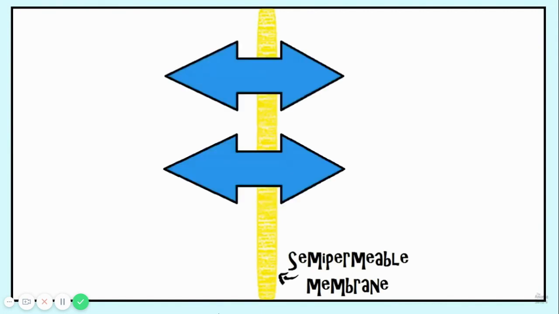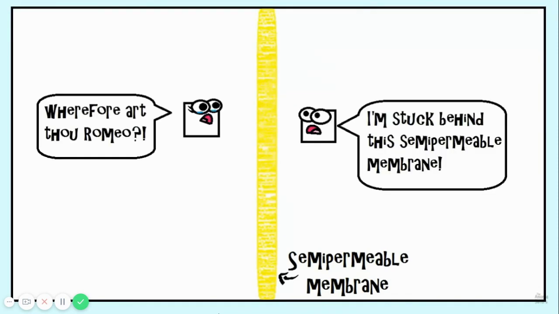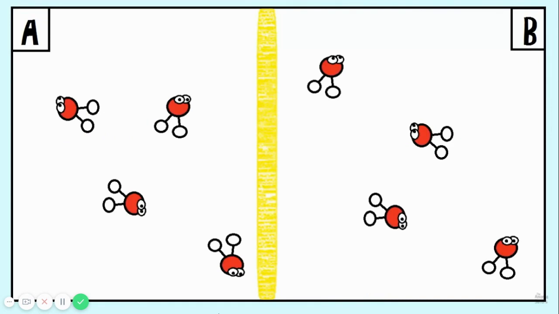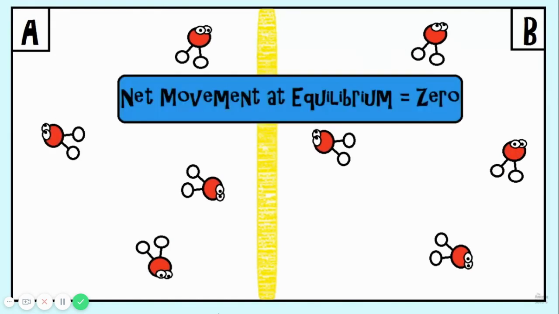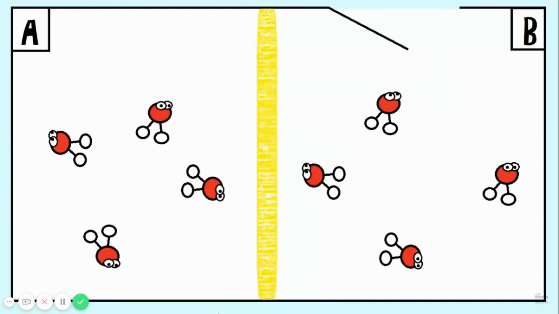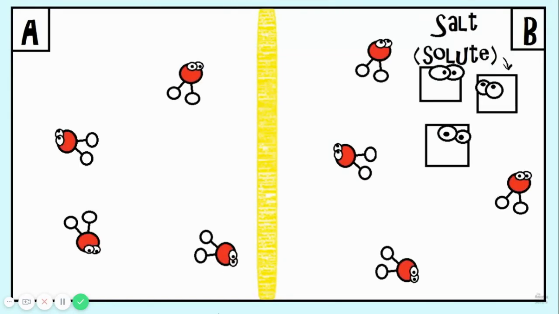So let's imagine you have a box with a semi-permeable membrane in the center. And remember, this membrane will let tiny things pass through it, like water and gases, but not large solutes like salt. We'll label one side of the box A and one side of the box B. If you have pure water on both sides of the box, those water molecules, they're moving. Water molecules, they like to move. But the net movement of water on the two sides is zero, meaning the overall change in direction of movement is zero. Now let's imagine on side B, you dump a huge amount of salt there.